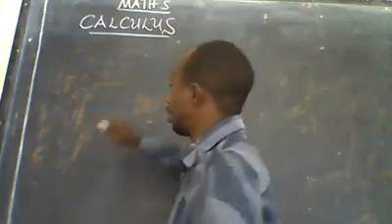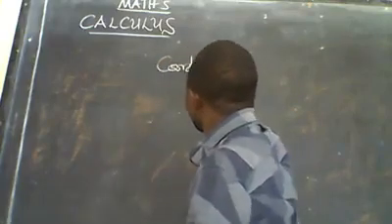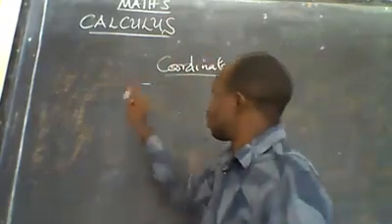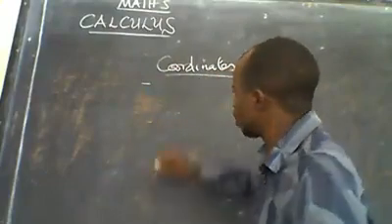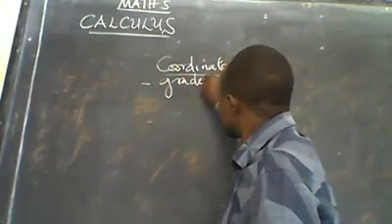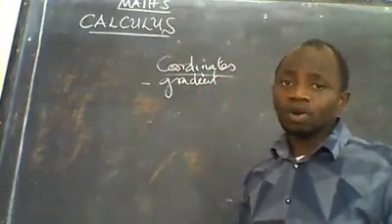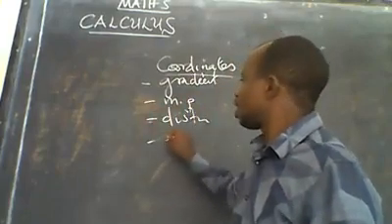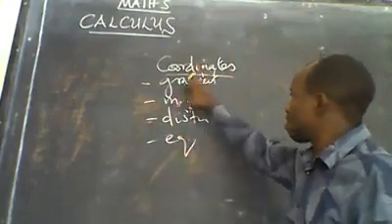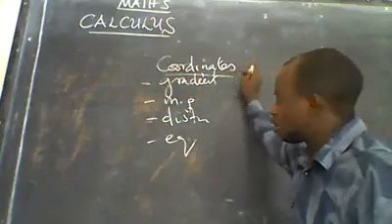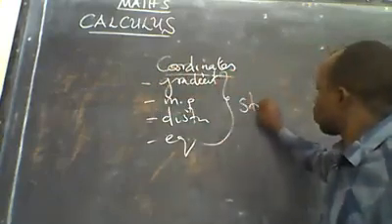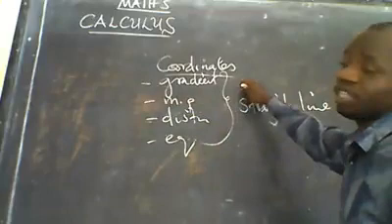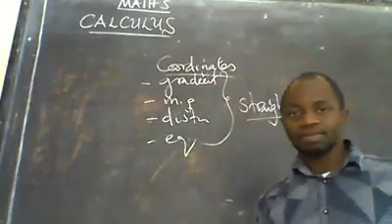Right, so if we look at, first of all, coordinate geometry, in that topic we were able to calculate, if you remember perfectly well, the gradient. We were also able to calculate the midpoint, distance, and the equation. Now everything under coordinate geometry was about a straight line.